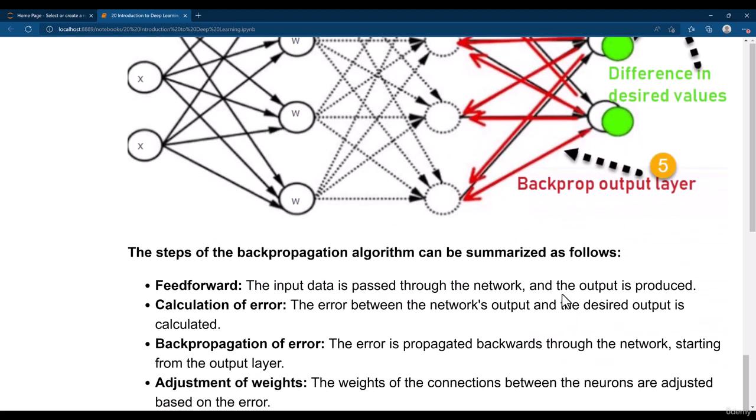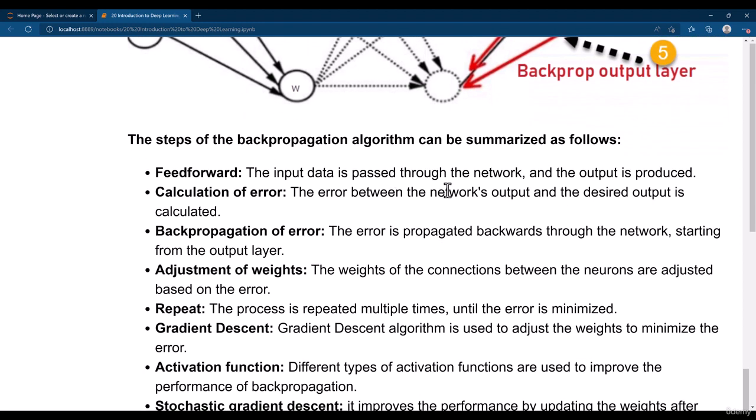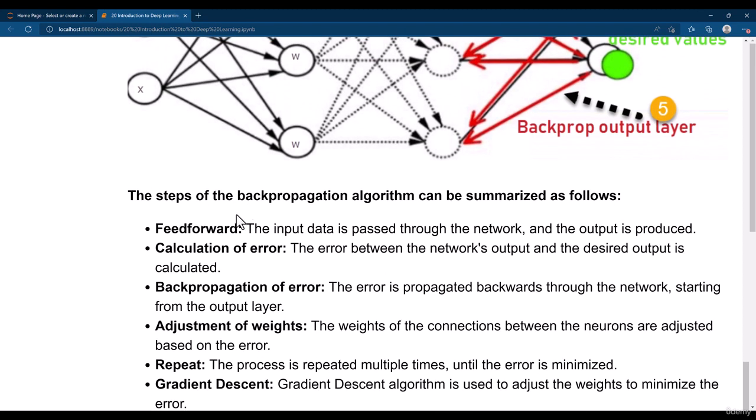Here are some terms about the back propagation. The feed forward, as I told you, is when information passes from the input layer to the output layer. Thereafter you have the calculation of the error. So the error is calculated here. This is how the back propagation algorithm works.